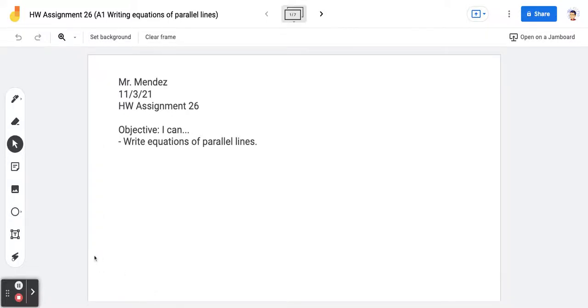Today's objective: I can write equations of parallel lines. So we're going to use our knowledge of equations of lines, and we're going to take a look at how to create equations of parallel lines. We'll go over the definition of what parallel means as well.